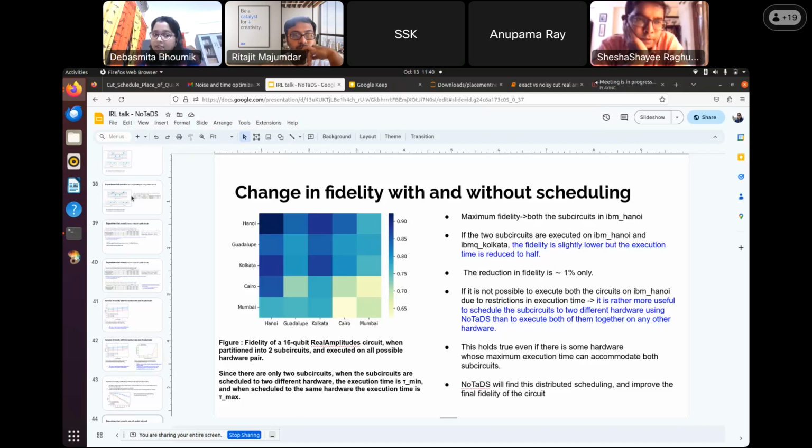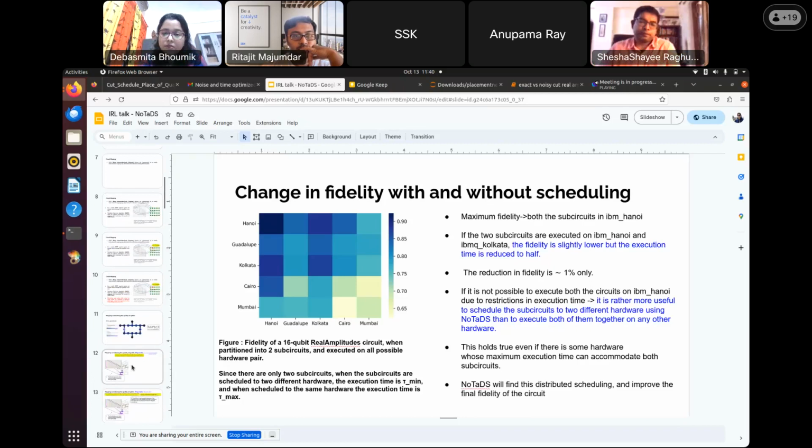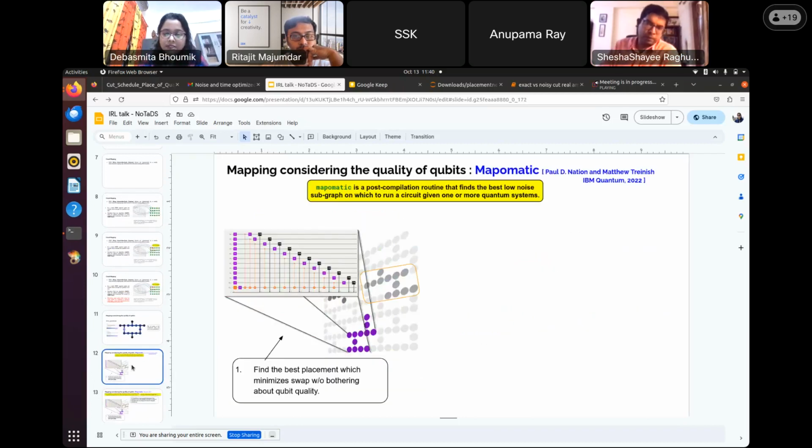Okay, so how we have done it, if we just go to the mathematics part, because that was the first step. In mathematics, what we did is, for a particular circuit hardware pair, we generated the score.